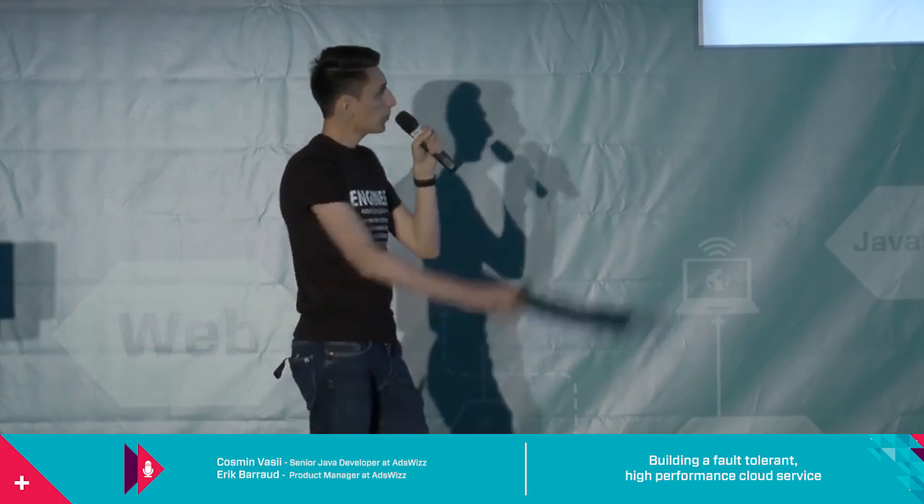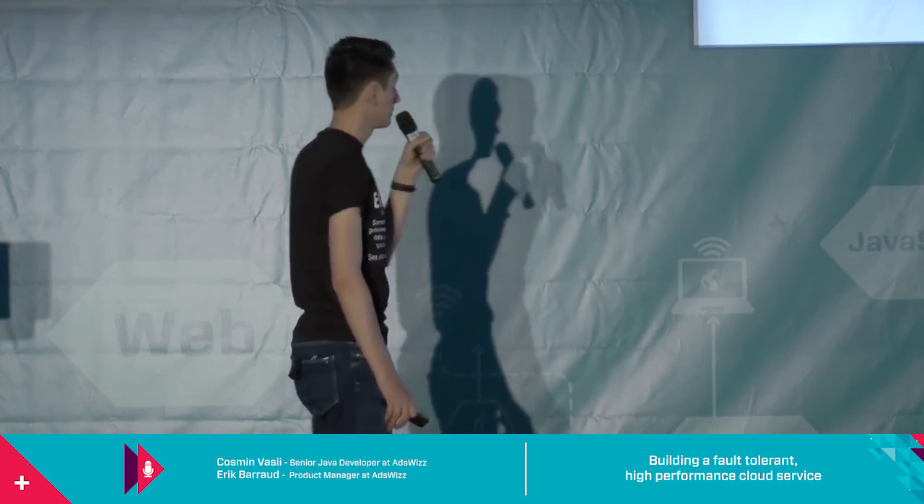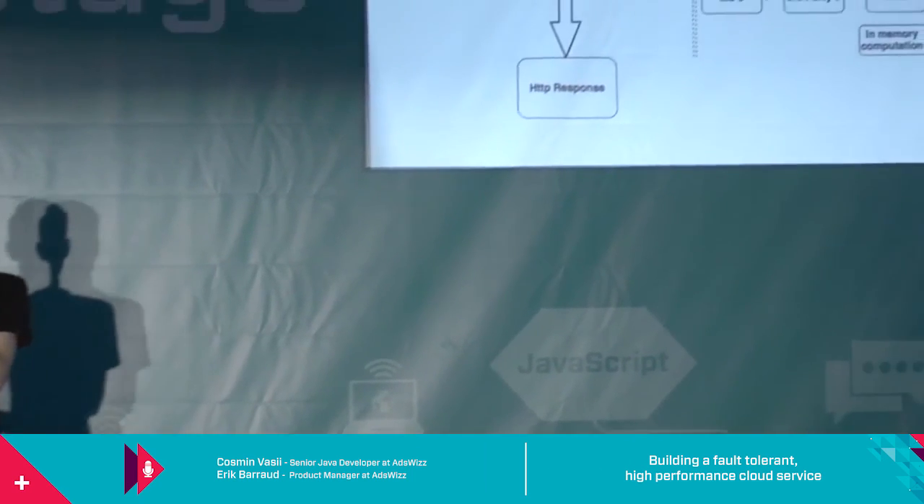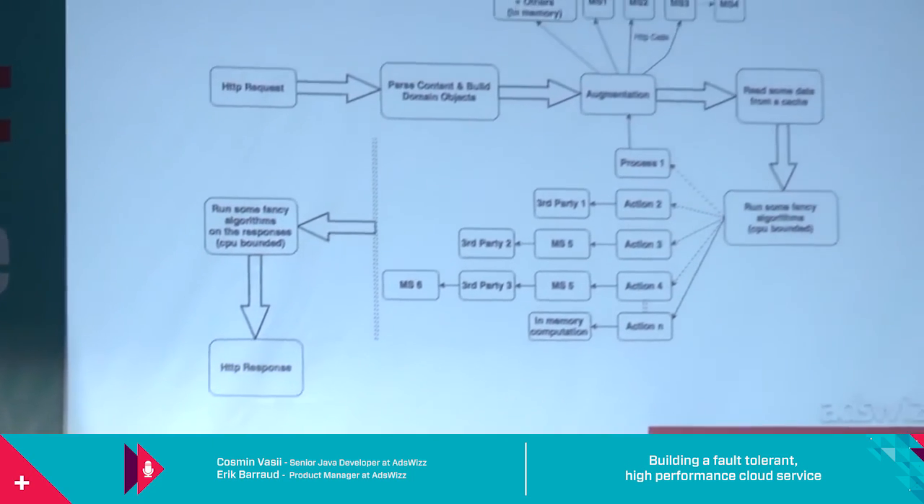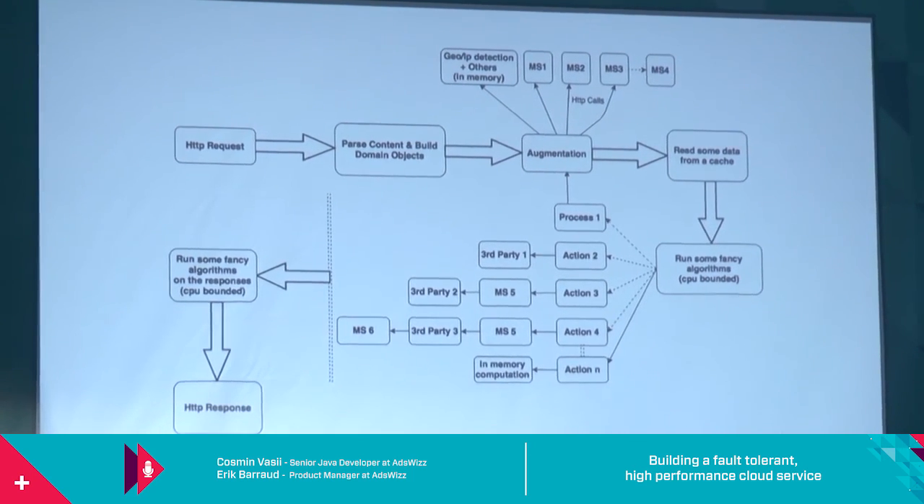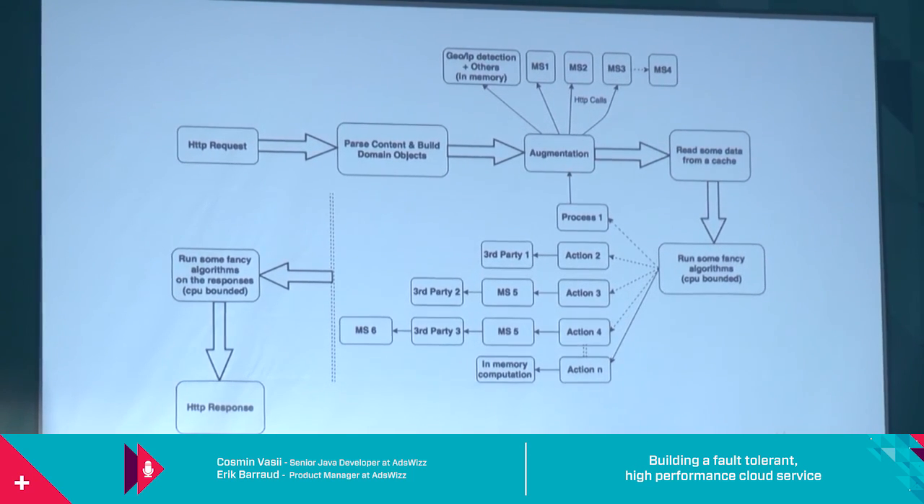And here is what's happening inside our delivery engine. So it's a basic web application, the backend part. First of all, do we have Java developers here or people that program in the JVM world? Cool. So we get the HTTP request, we parse the content, build some domain objects, then we do what we call augmentation, means we enrich the information that we have. And that implies some in-memory stuff like geo-IP detection, and also calling a bunch of microservices which help us understand that you're a male from Chicago between 30 and 35.